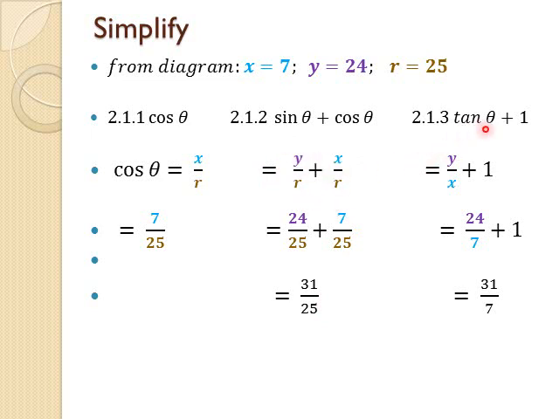So with tan theta plus 1, we need to know that tan theta equals y over x. So I select my y value, which is 24, and my x value, which is 7. 24 over 7 plus 1 is the same as 24 over 7 plus 7 over 7. Remember, anything divided by itself is 1. So I write 1 as 7 over 7. 24 plus 7 gives me 31 over 7, and we have solved that problem.